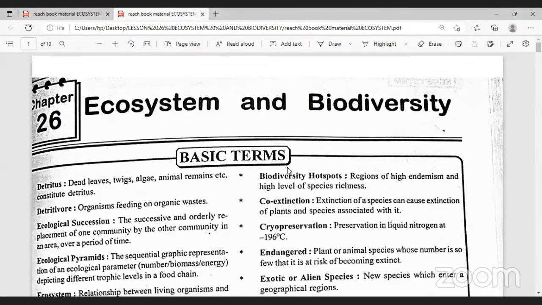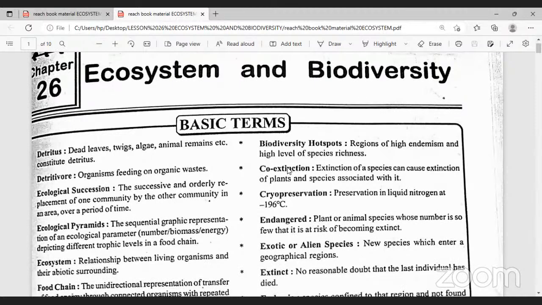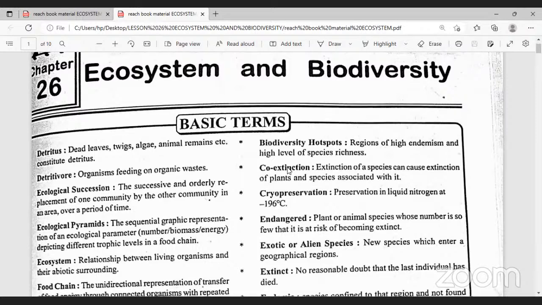Good evening, my dear students. So today we are going to discuss the ecosystem and biodiversity, my dear. Okay, so last class, what we discussed was ecology. Before that, we should know the basic terms of the ecosystem.